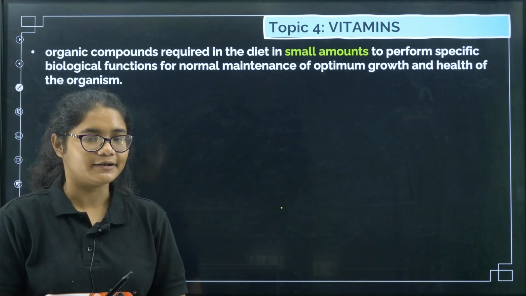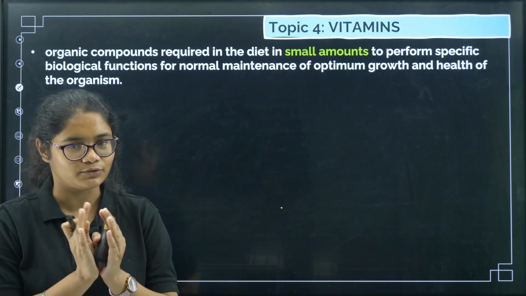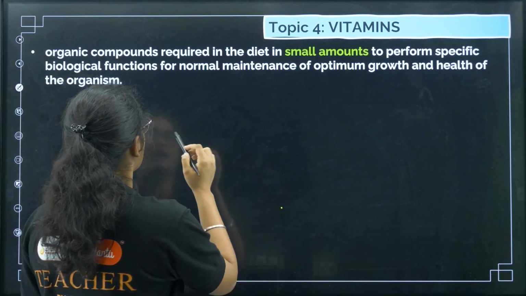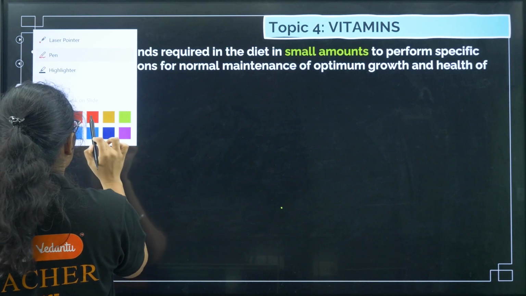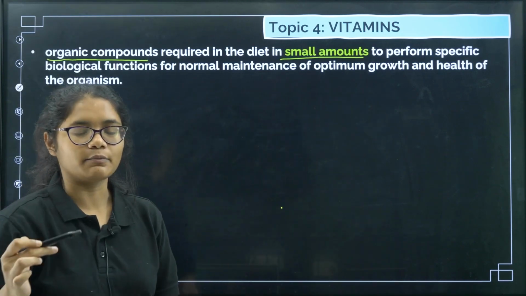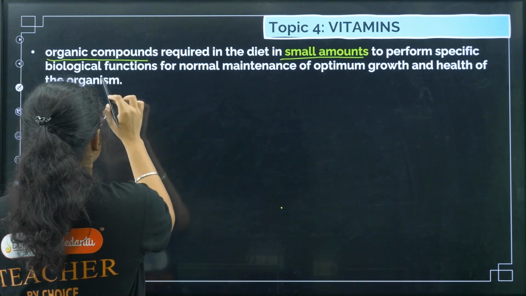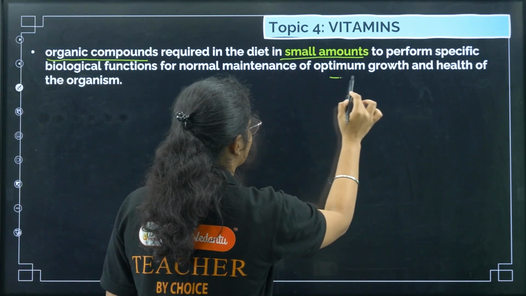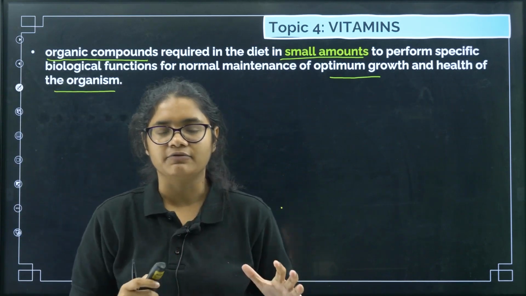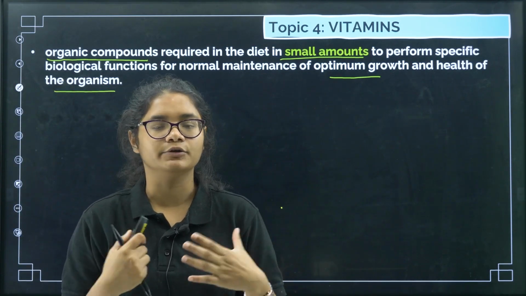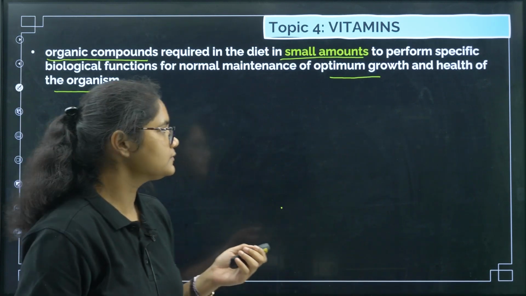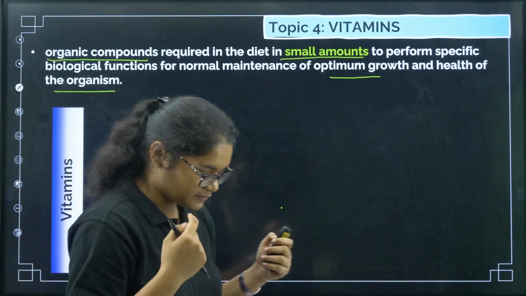What are exactly vitamins? How to define vitamins? So definition nowhere it is asked, but just to understand, vitamins are the compounds. First thing you need to know is that these are organic compounds required in small amount. Okay, so they are required in very small amount to perform specific biological functions for normal maintenance of optimum growth and health of the organism. So to perform certain specific functions for normal growth, for maintenance of the human body, we need these vitamins in small amount.